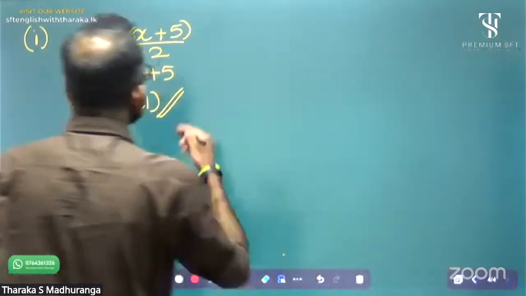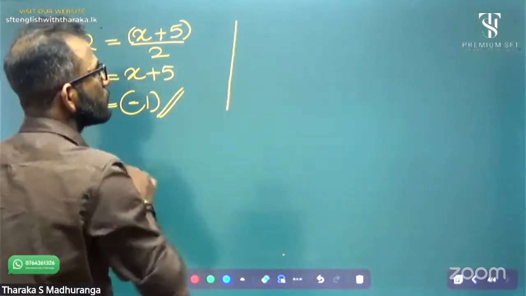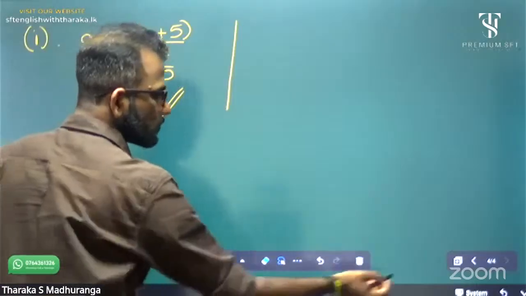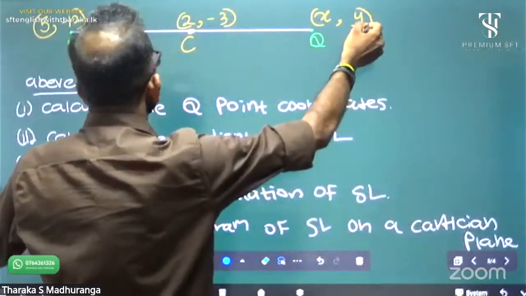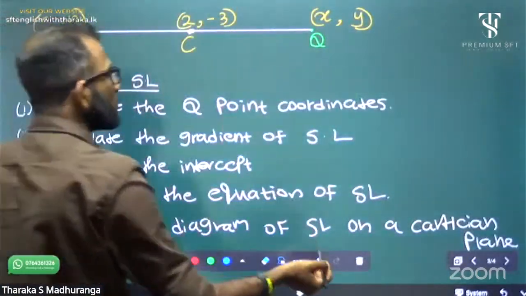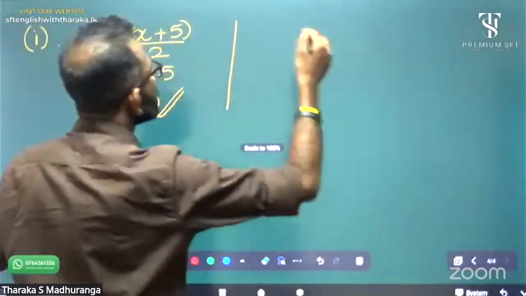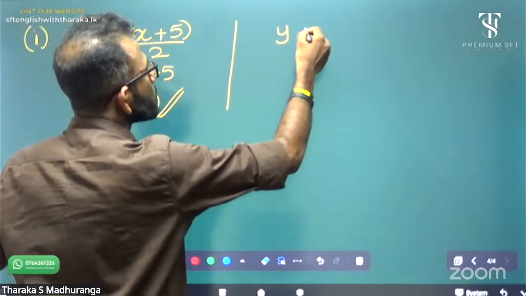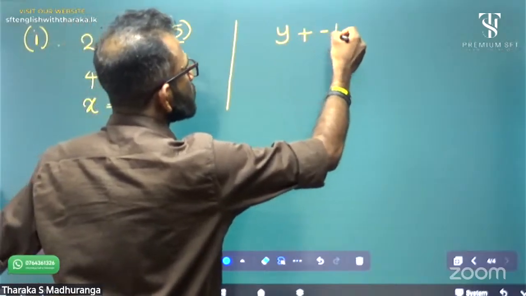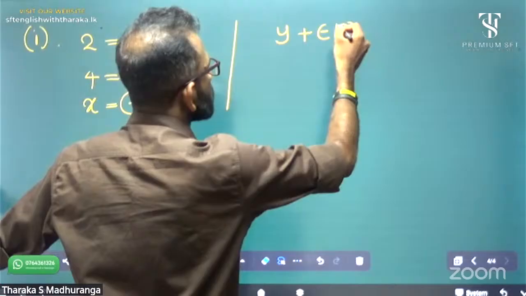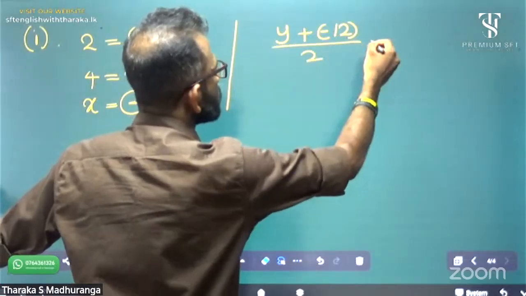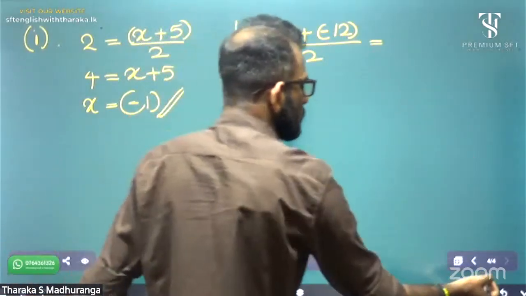Okay, how to calculate y? Same method. Now y plus minus 12, over 2, equals minus 3.